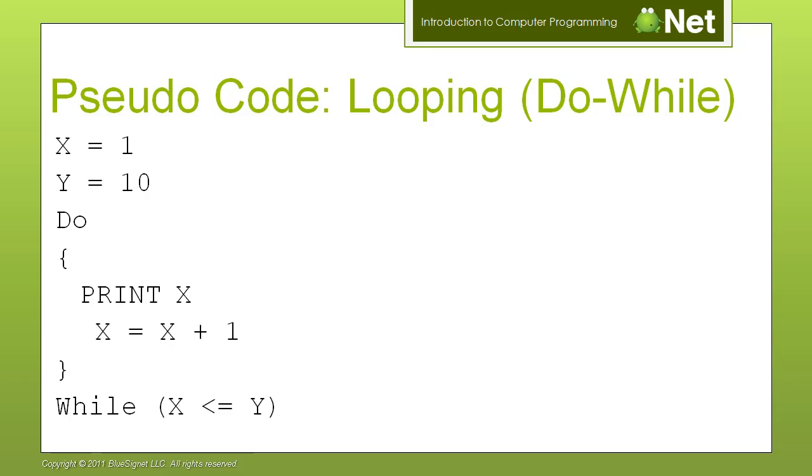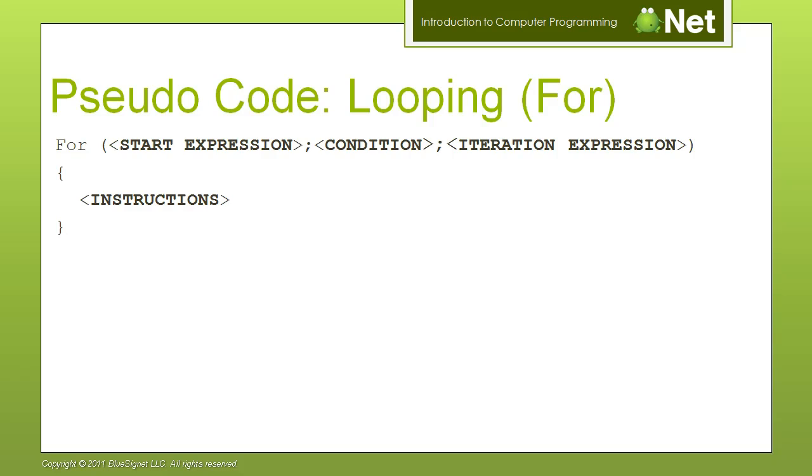So here's an example of a do-while loop where we set x equal to 1, y equal to 10, and then we print to the user the value of x and increment x. So while x is less than or equal to y, which is 10, repeat this loop. The important thing to note here is that x is consistently increasing, and x is also being used in our decision statement below. So once x equals 10, this statement is no longer true, and we have printed to the user 1 to 10.